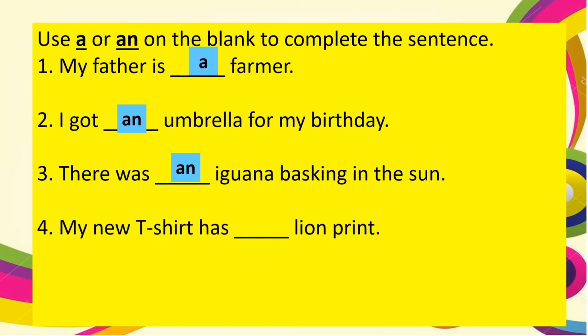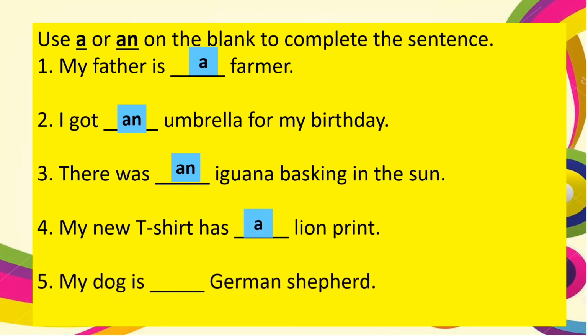Number 4. My new t-shirt has blank lion print. What is the correct answer, a or an? Very good, A.